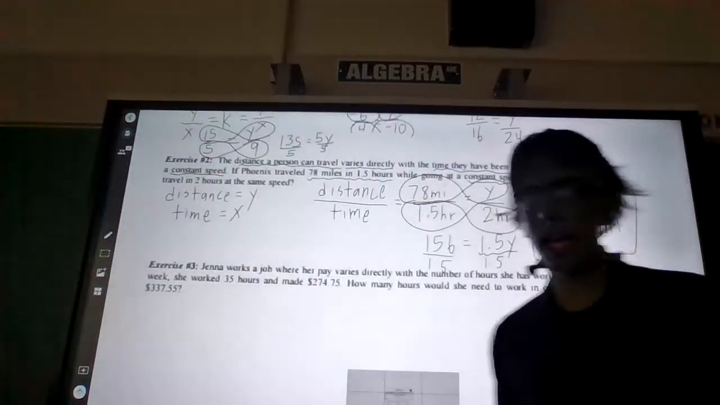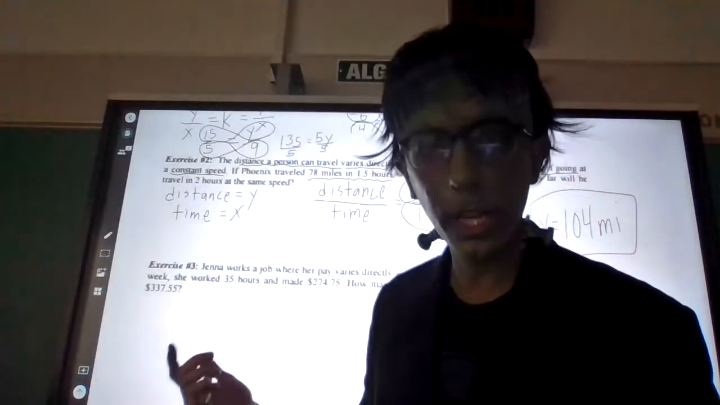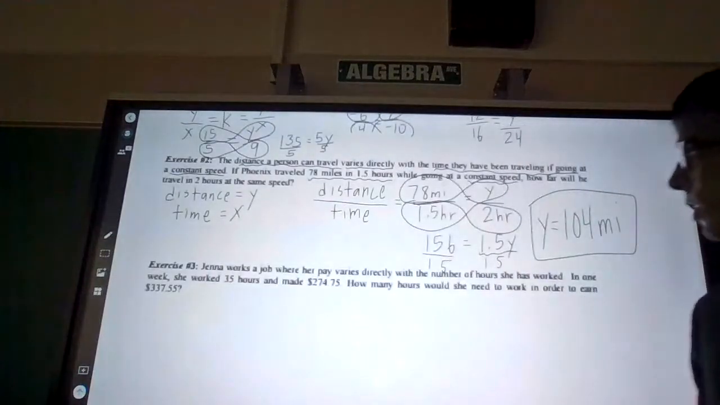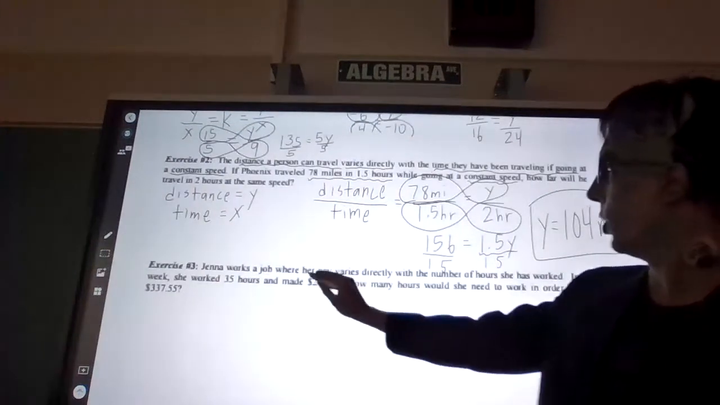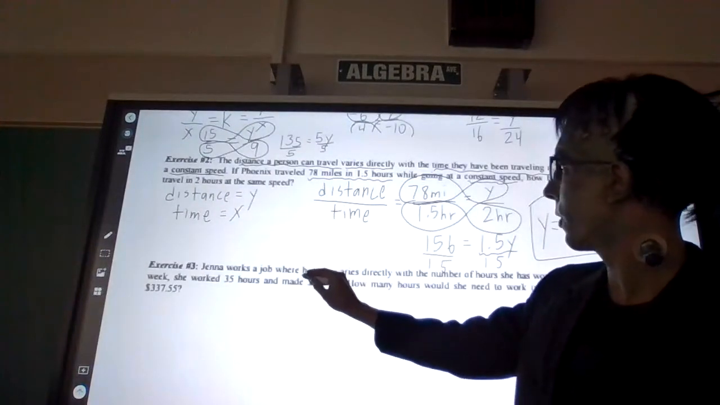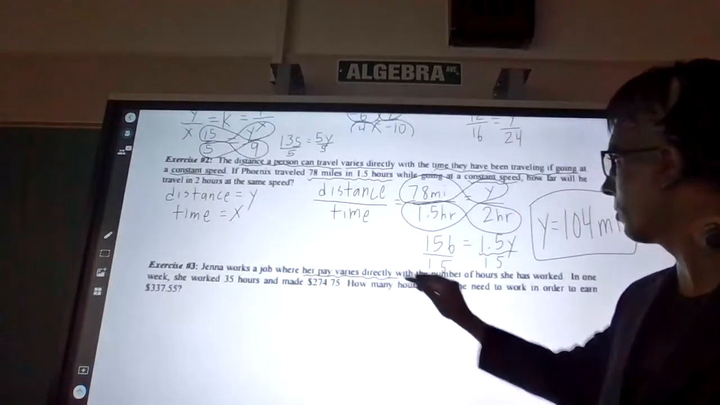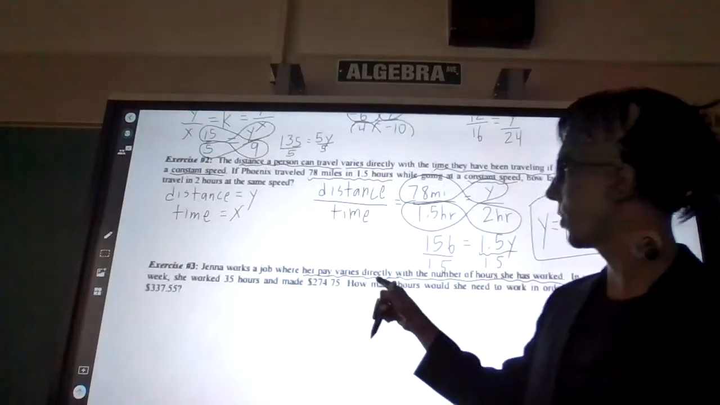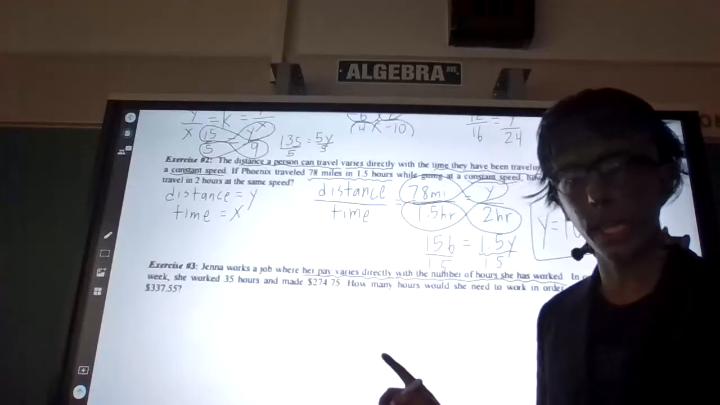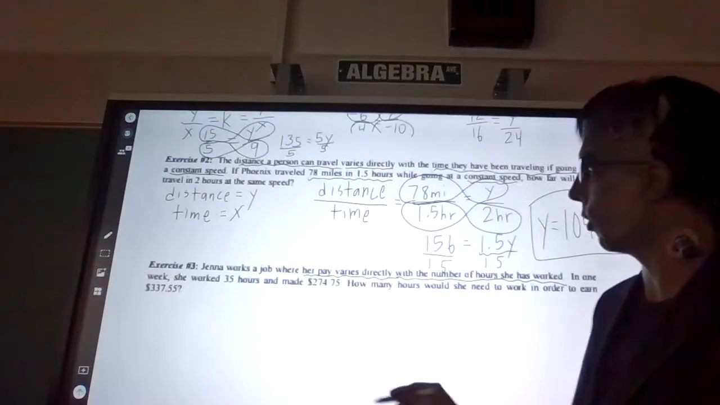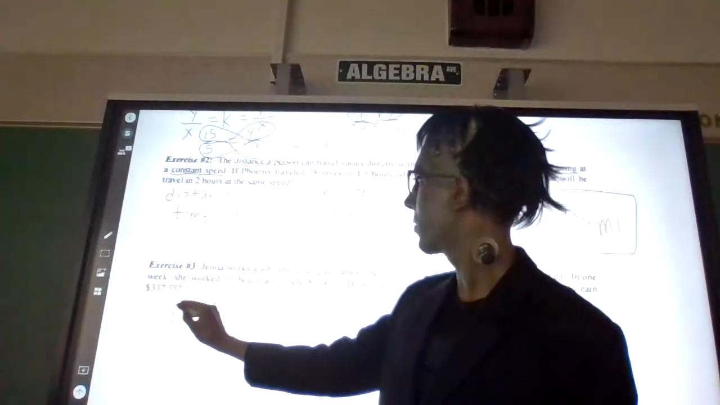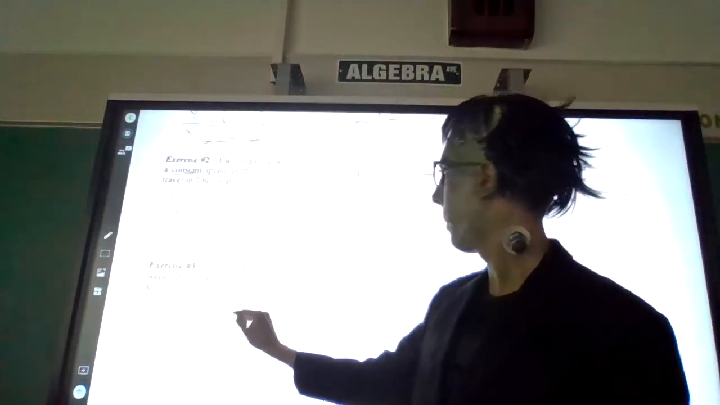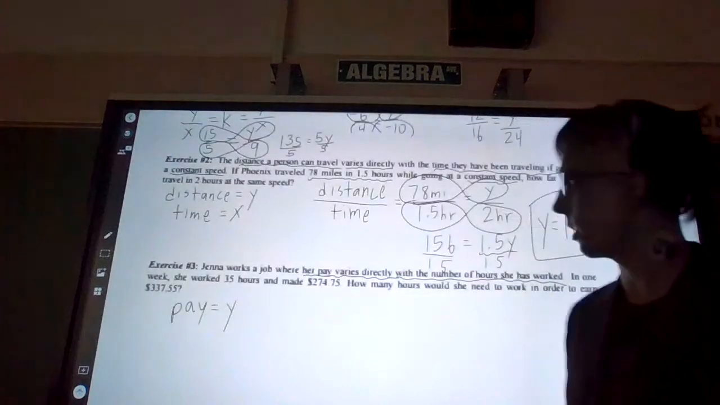All right, Jenna works a job. Jenna, you out there? You're working a job. Her pay varies directly with the number of hours she has worked. So again, we know this is a direct relationship. These things are proportional to each other. So now it's her pay that is the dependent or y variable.